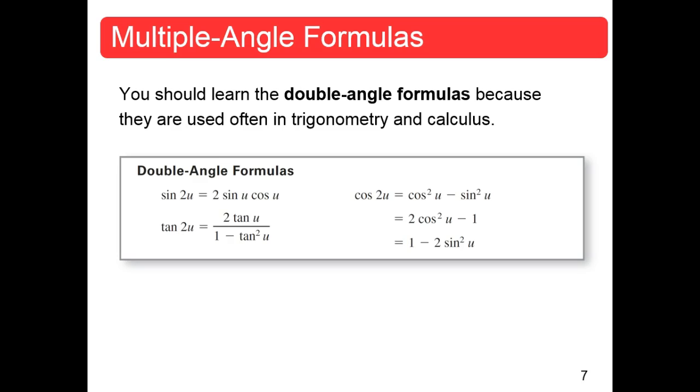you should learn the double angle formulas because they're used often in trigonometry and calculus. So before we just launch into learning them, let's figure out what they are. I want you to remind me of something from a long time ago, so hopefully you can remember. What's the sine of u plus v? Dig deep into the memory banks here. Sine of u plus v.